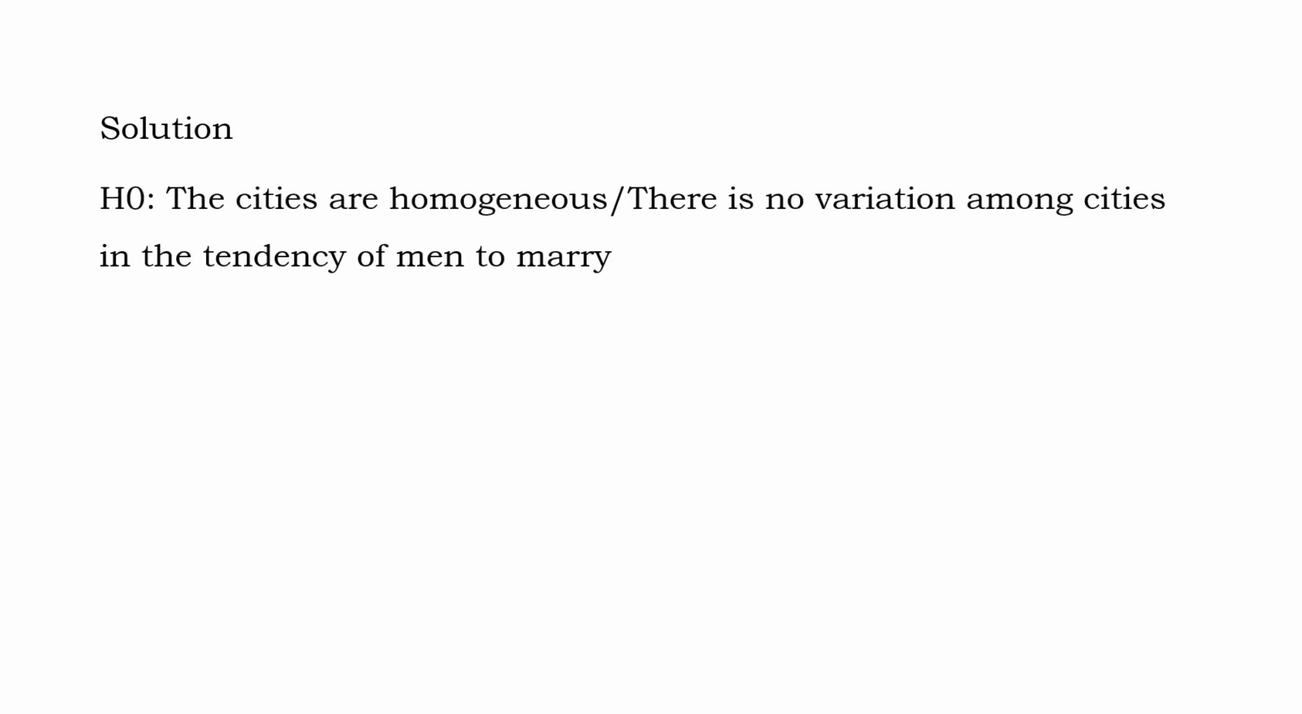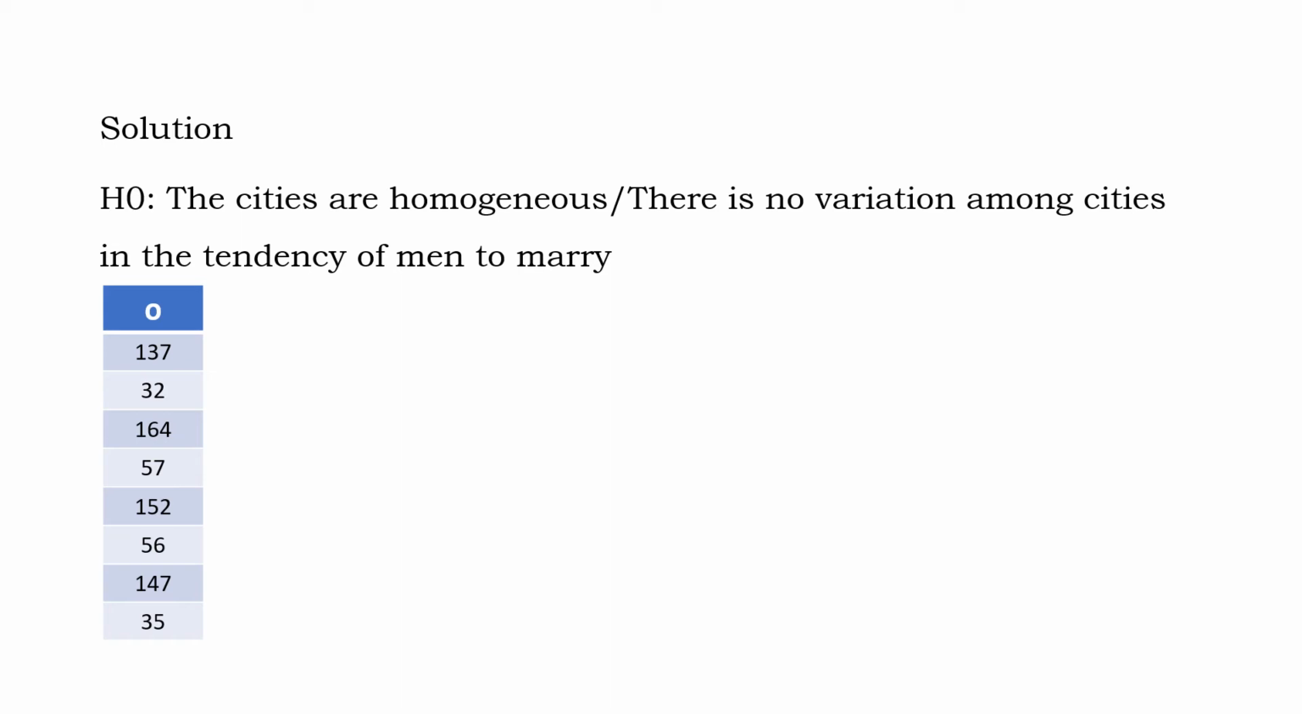So while going for the solution, your first step is of course to set up the null hypothesis. The cities are homogeneous or there is no variation among cities in the tendency of men to marry. You can either put it as the cities are homogeneous, or you can well explain what it is. Then you are listing the observed frequencies. This is what is given in the question itself. The only thing is you are vertically writing the observed frequencies.